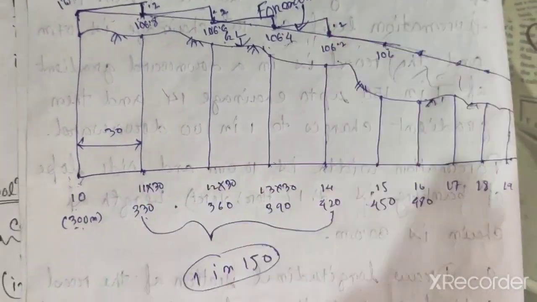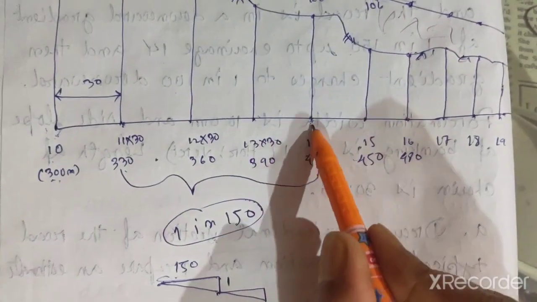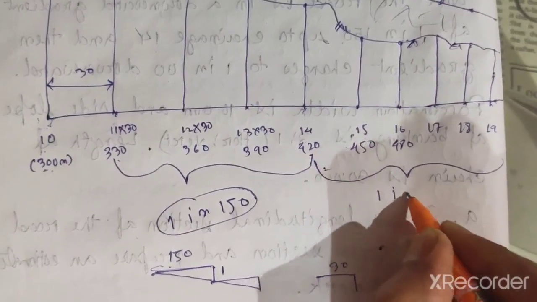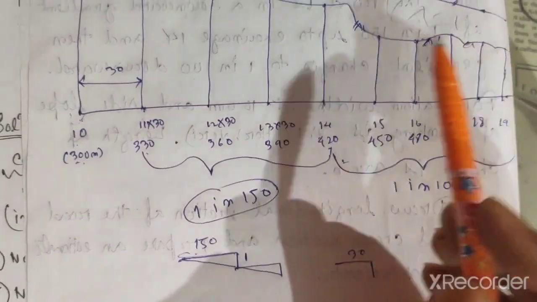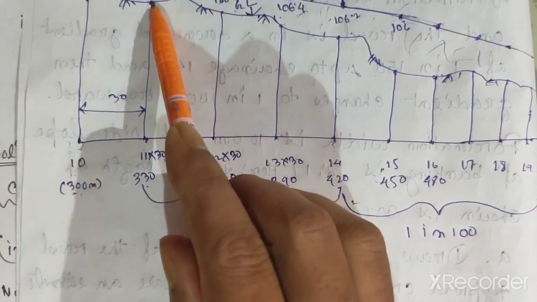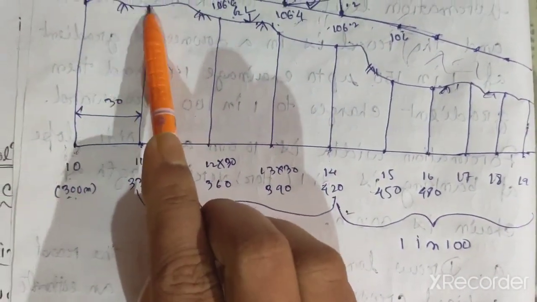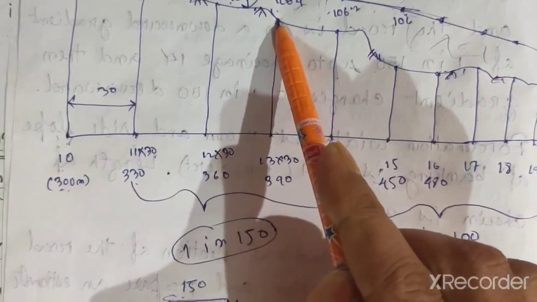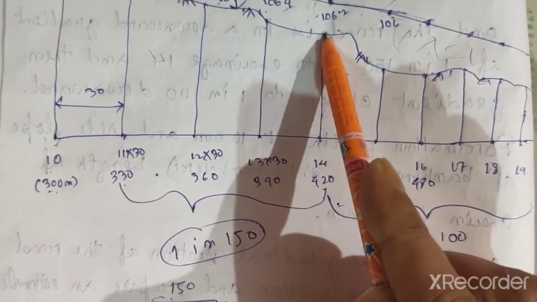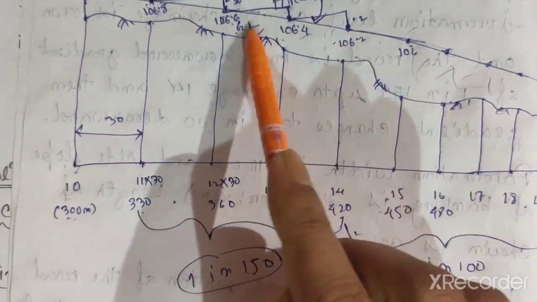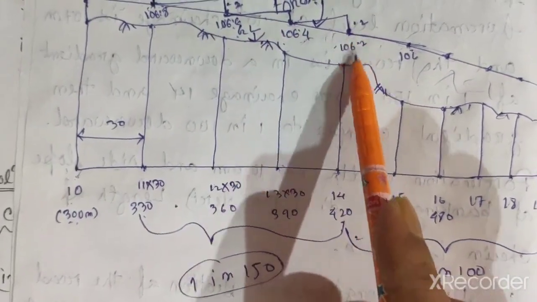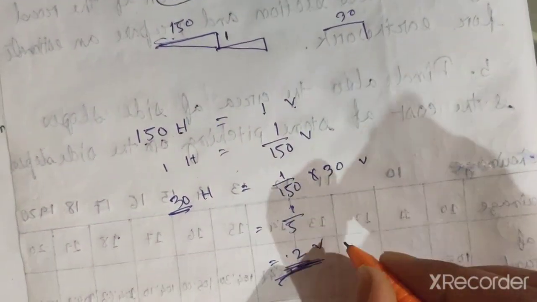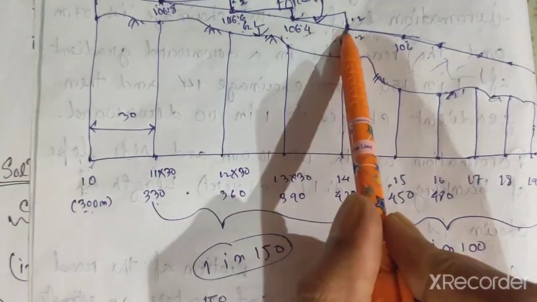But we need to notice one more thing, that the slope or gradient is different from this point. It is 1 in 100. Up to this point, it is okay. We have to deduct only 0.2: 107 minus 0.2 is 106.8, 106.8 minus 0.2 is 106.6, 106.6 minus 0.2 is 106.4, 106.4 minus 0.2 is 106.2. In case of a downward gradient, we deduct 0.2, and if it is an upward gradient, we add 0.2. Okay?